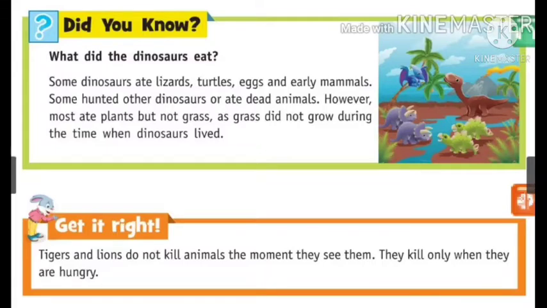Let's know something new about tigers and lions. Do you know tigers and lions do not kill animals the moment they see them? They kill only when they are hungry. It means when they are hungry, only then do they kill other animals. Otherwise, they do not kill other animals when they see them.